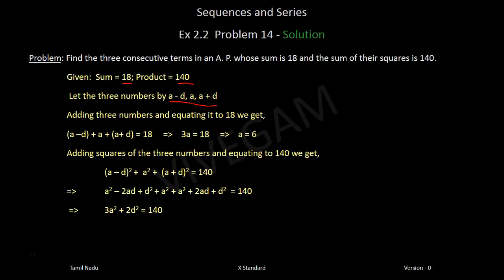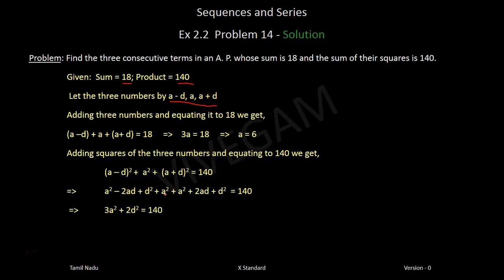So what will be the squares? The square of a is a square, the square of a plus d is (a plus d) the whole square, and the square of a minus d is (a minus d) the whole square. So it is (a minus d) the whole square plus a square plus (a plus d) the whole square, equal to 140. Now expand this using the formula for (a minus b) the whole square. This will be a square minus 2ad plus d square, plus a square, plus a square plus 2ad plus d square. You can see the 2ad terms cancel.